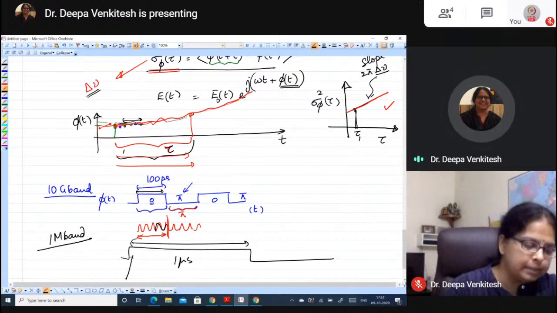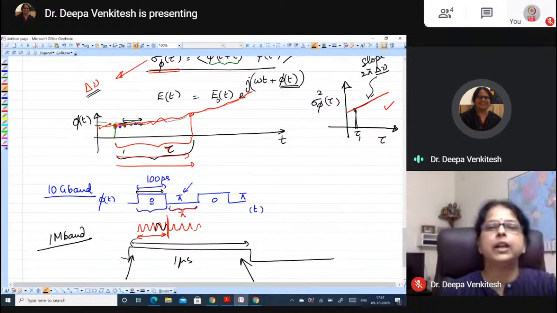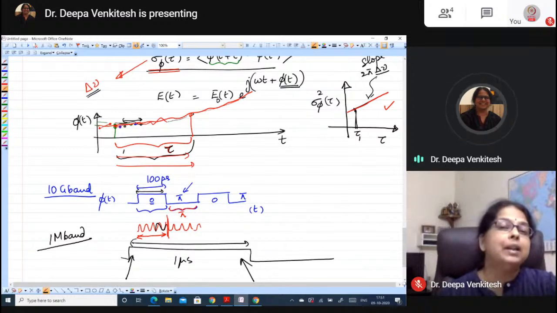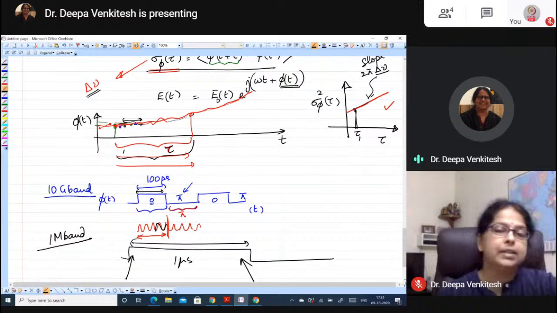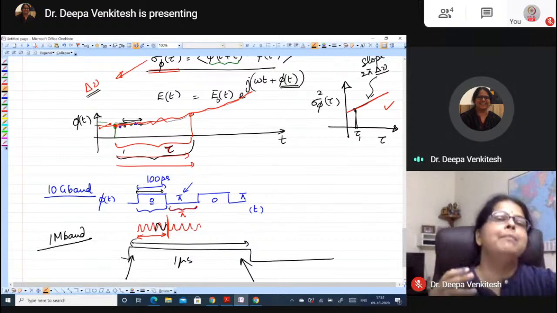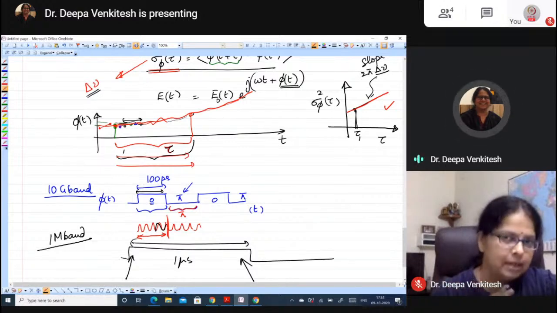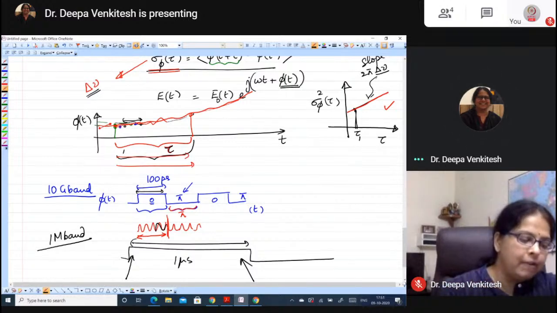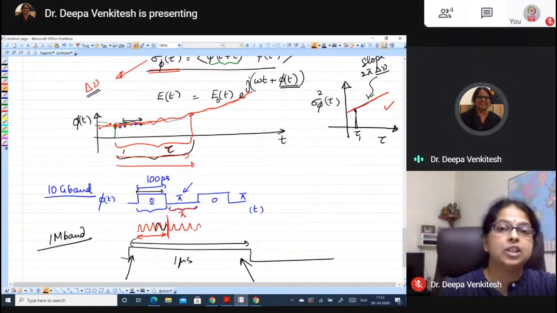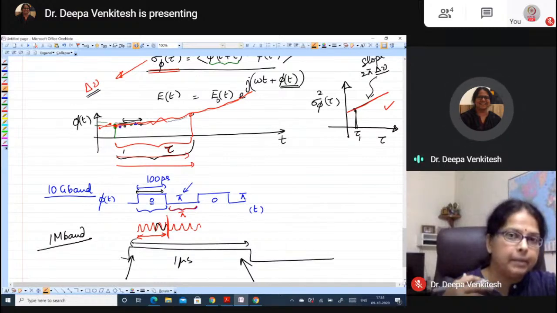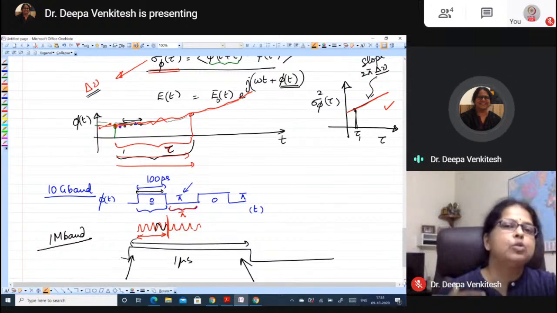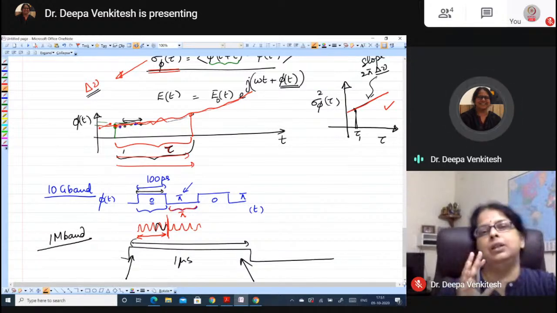If the phase at this point and the phase at this instant of time had changed by a large amount, and in case of BPSK, my tolerance is pi. I should not allow it to change by pi. Forget about pi, I can put a margin and say I should not allow it to change by even pi by 10, right? If this changes by pi by 10, for instance, because of its own phase noise, then this is not a good laser.